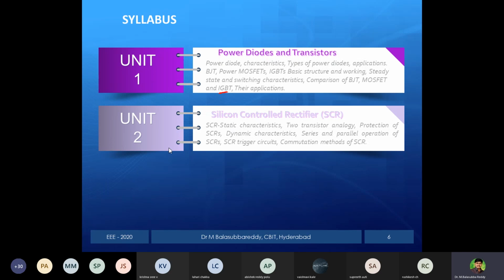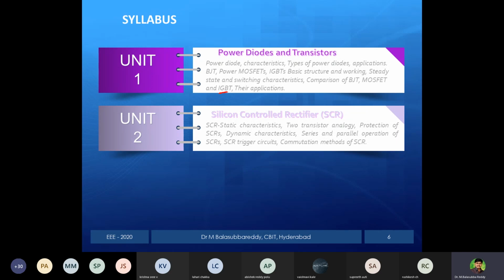And now we'll come to the second unit. In the second unit, it is different. The only thing is SCR. We are going to study completely about the SCR in the second unit. The reason is that it is a very important device, a very high rating device, and also very reliable and very useful when compared to all other devices.